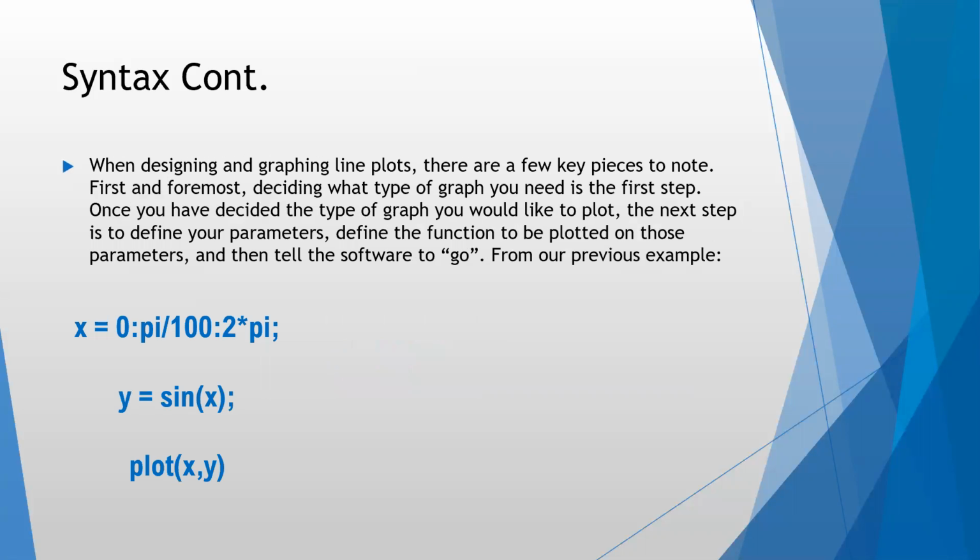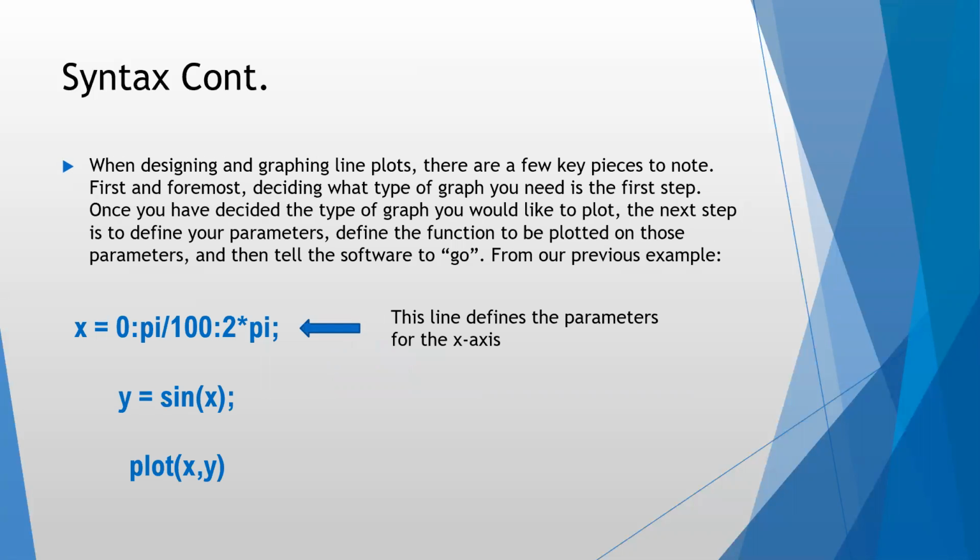When designing and graphing line plots, there are a few key pieces to note. First and foremost, deciding what type of graph you need is the first step. Once you've got the type of graph that you need, you must define your parameters for that graph. So let's go ahead and look at this syntax a little bit deeper. This first line here defines the parameters for the x-axis.